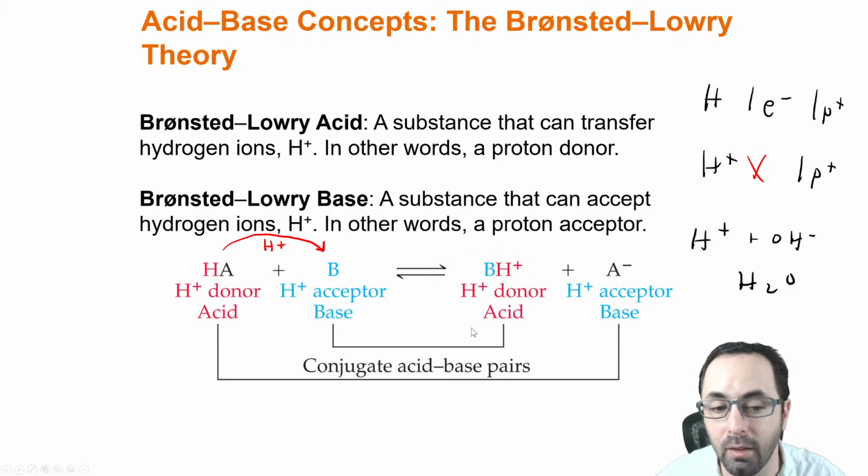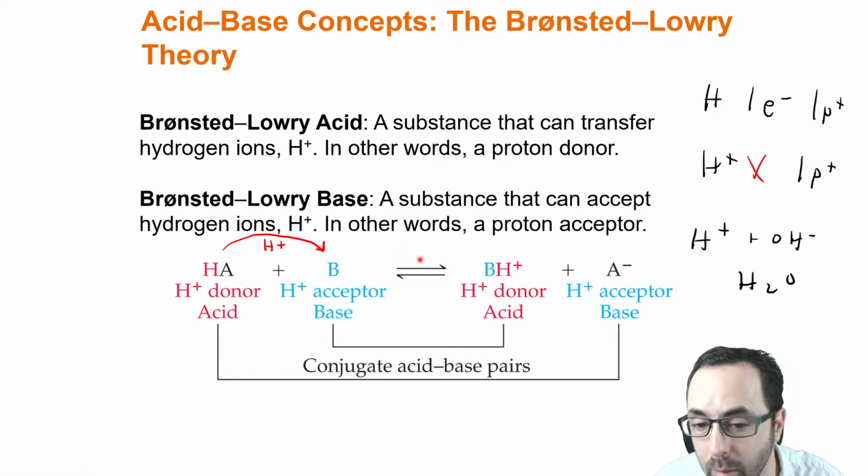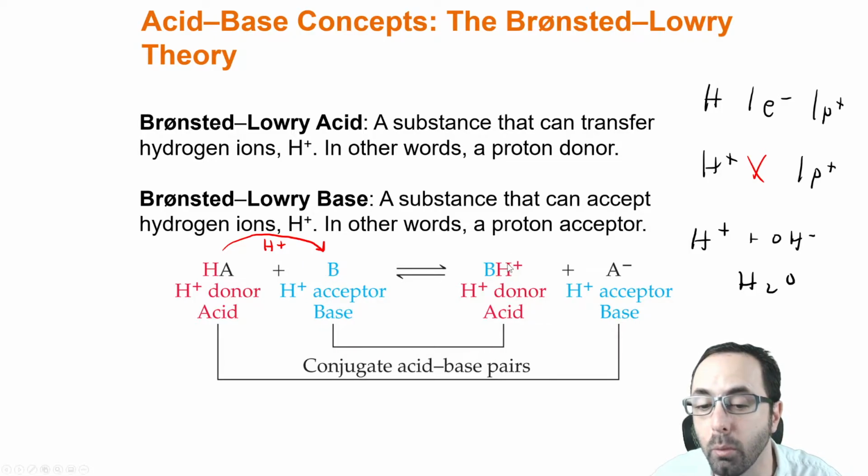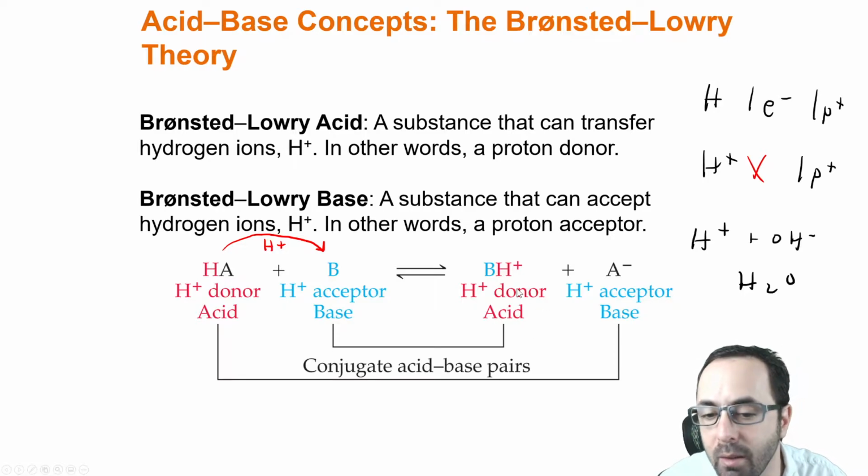And this is because when these are weak acid, weak base, there's an equilibrium here. So we can say, well, if this reaction goes in the forward direction, this is the acid, because it is giving the H plus, right? And B is the base because it is accepting the H plus. But if the reaction goes backwards, now going backwards, this BH plus is donating the H plus, right?